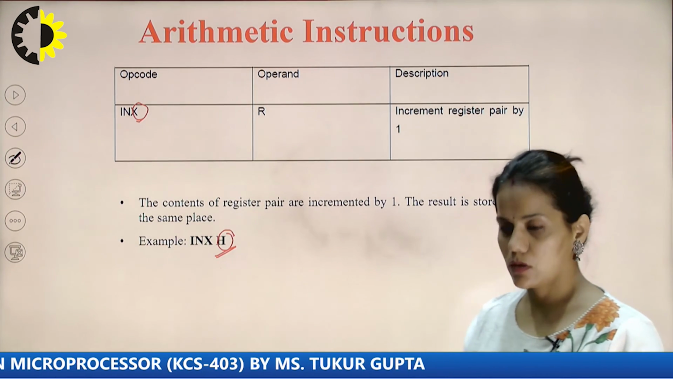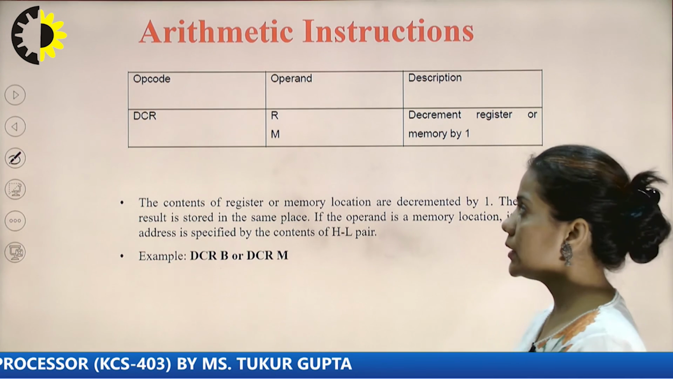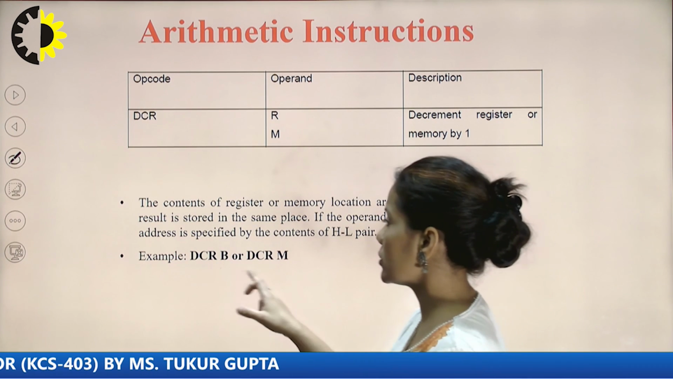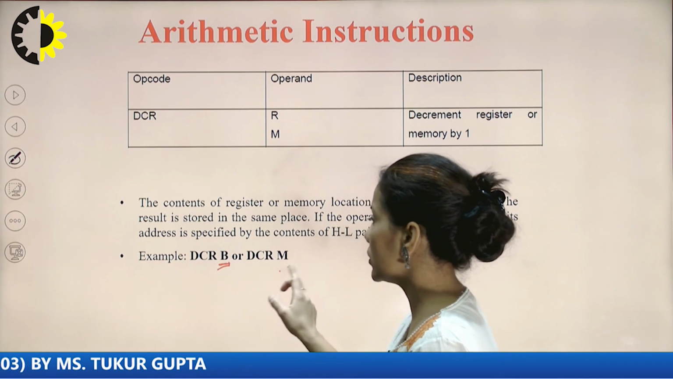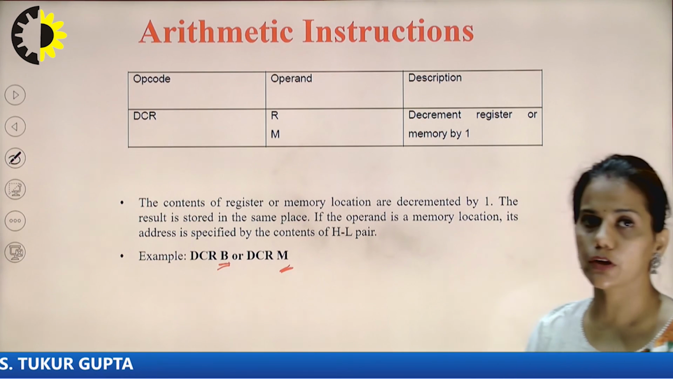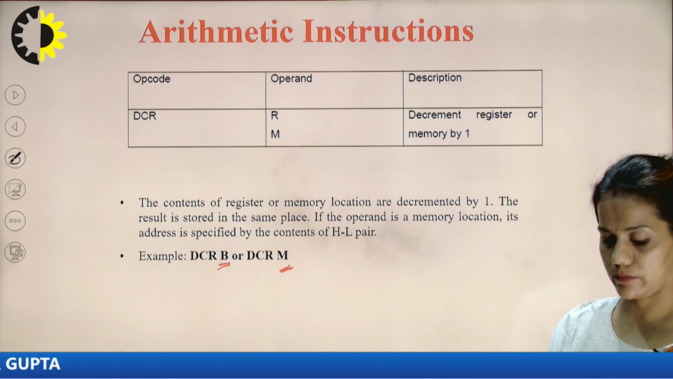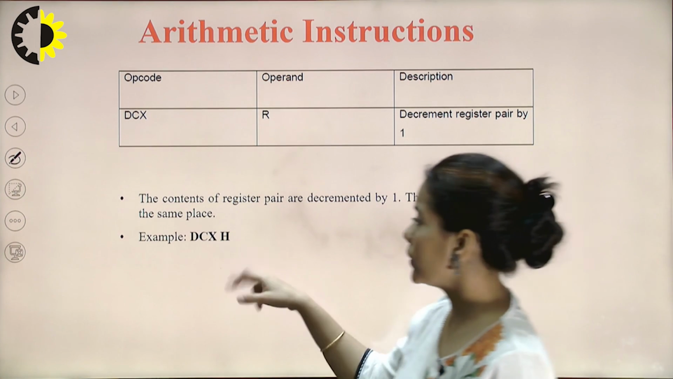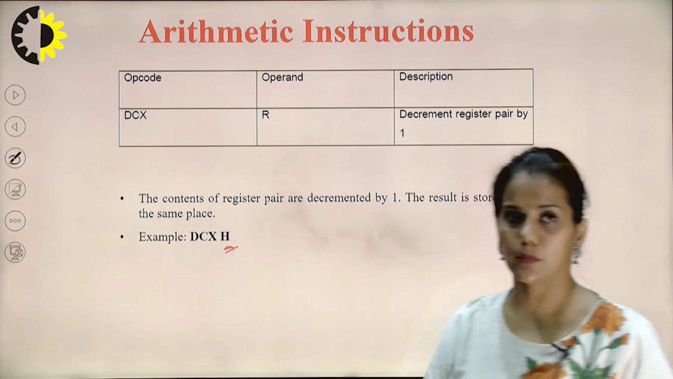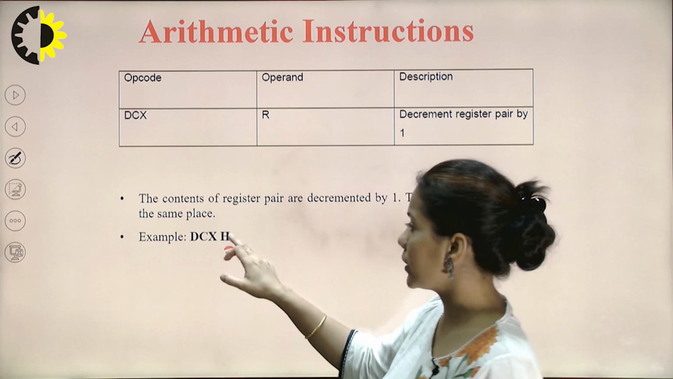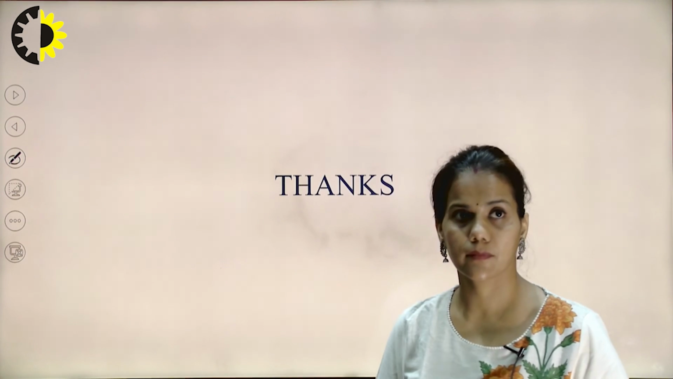DCR is for the decrement operation. It will decrease the contents of B, or the contents of the memory location pointed to by M, by 1. DCX H will decrease the contents of the HL register pair by 1. This is an example; it can be any register pair here.